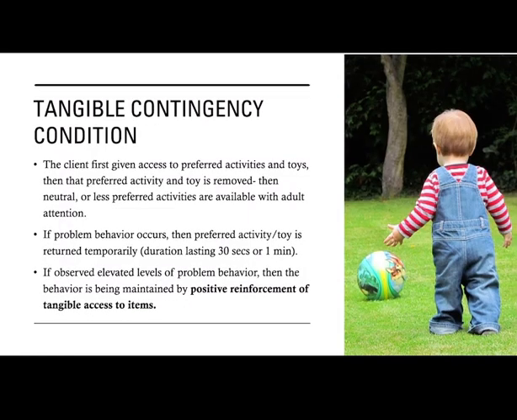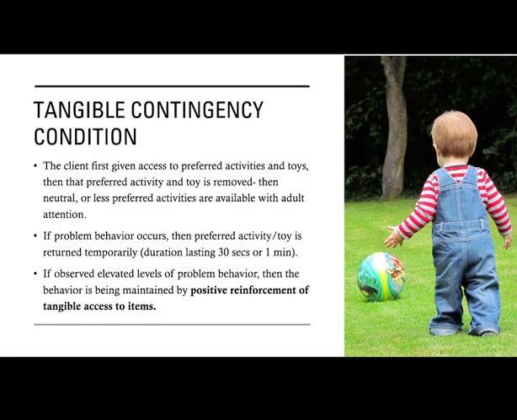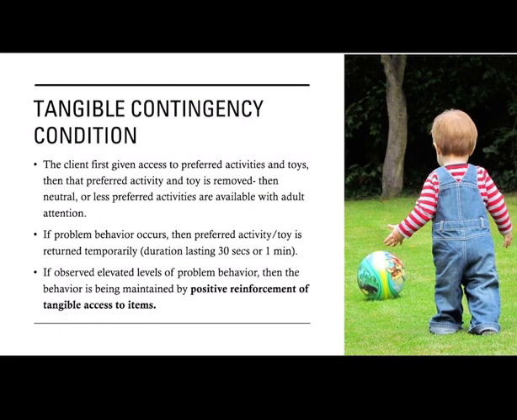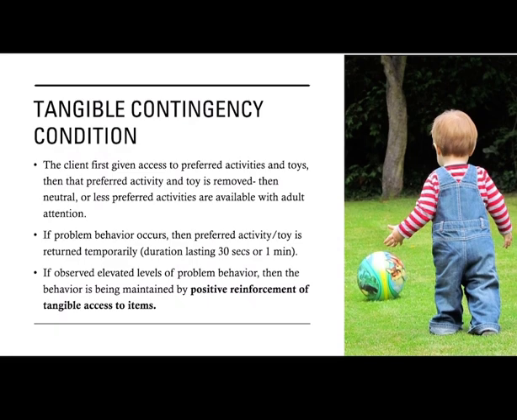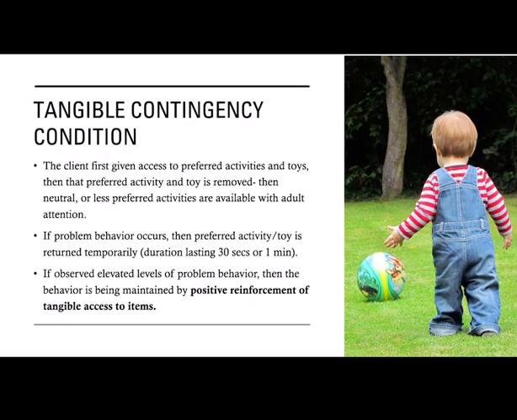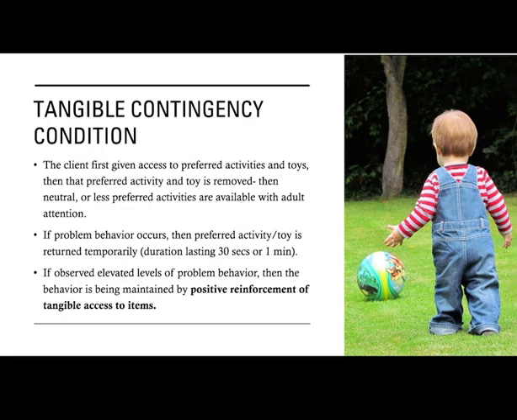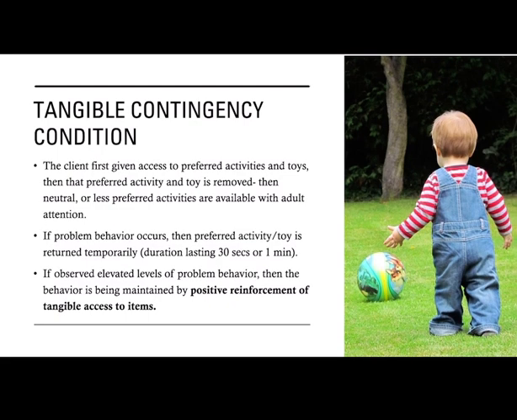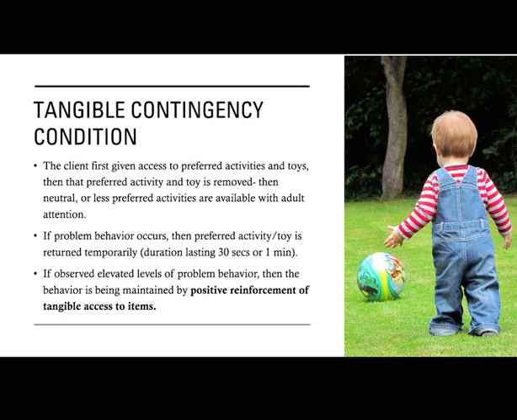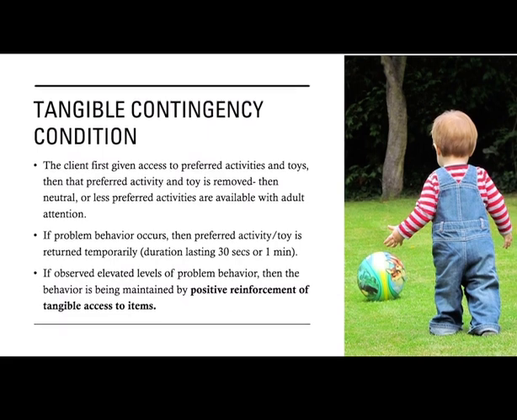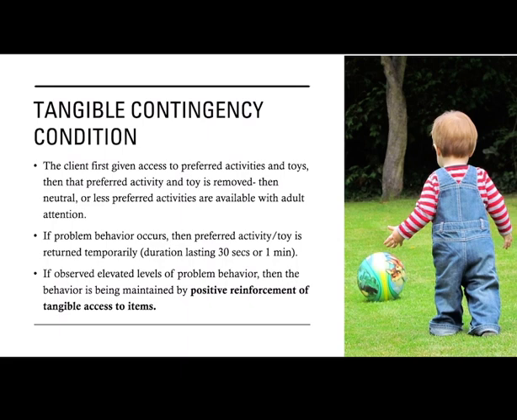Tangible contingency condition. The client is first given access to preferred activities and toys, and then that preferred activity or toy is removed. And then a neutral or less preferred activity is available with adult attention. If the problem behavior occurs, then the preferred activity or toy is returned temporarily, lasting only 30 seconds to a minute. If you see or record elevated levels of the problem behavior in this condition, then it's going to be maintained by positive reinforcement through tangible access to items.